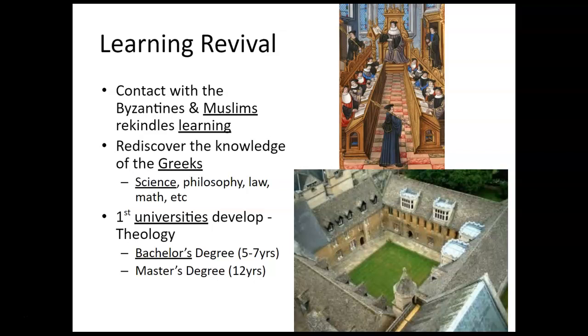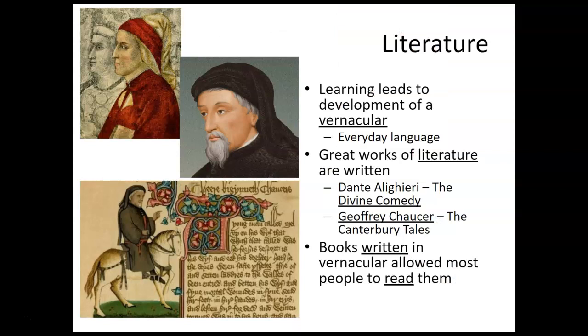Now, at first, they're focused on religious teachings, theology. You see the development and creation of what are known as bachelor's degrees and master's degrees. Initially bachelor's degrees are set out to be 5 to 7 years in length in education, master's at 12. Today, for bachelor's degrees, it's typically 4 to 5, and master's degrees is typically anywhere from 6 to 8, depending on the program, is what you're looking at now to see how that's transitioned.